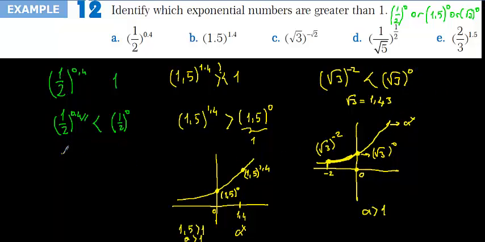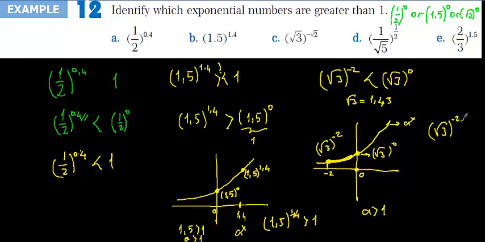I didn't write here, but 1 over 2 to the power of 0.4 is smaller than 1. Okay. 1.5 to the power of 1.4, pardon, 1.4 is greater than 1. And root 3 to the power of minus 2 is smaller than 1.